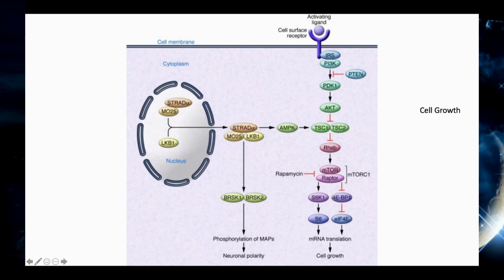AND gates would be if we had a branch coming in and two arrows had to activate one thing. That would be: if you have this and this, then you have this, and then it activates. And then an OR gate would go either way. It would kind of split.